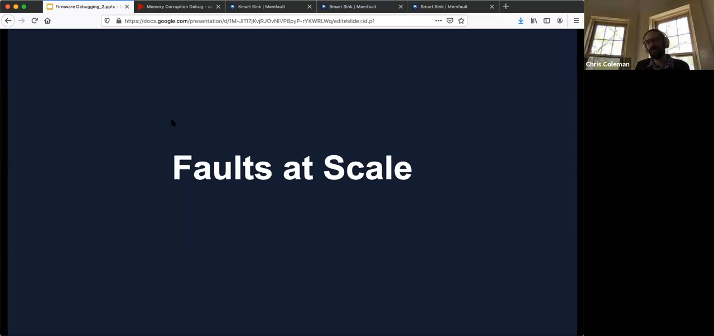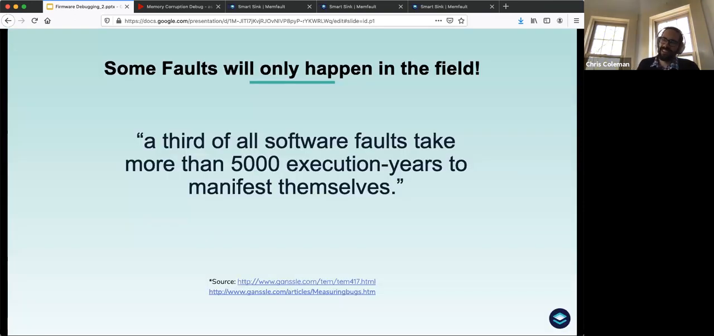Great. So we have a surefire way to look at and debug faults at our desk when we have a debugger. But what about all the faults that we can't debug that way? Faults that happen out in the field. It's been said that 1/3 of all software faults take more than 5,000 execution years to manifest themselves. So if we go back to that original number, 4+ billion ARM microcontrollers in a quarter, we're looking at millions of faults a year that are a result of this.